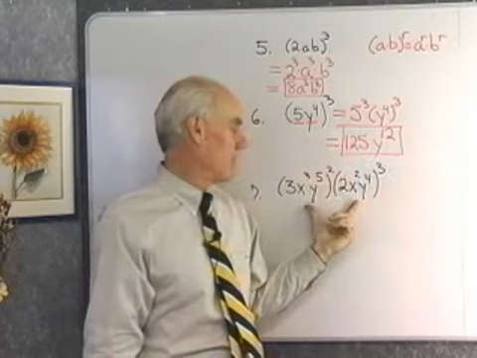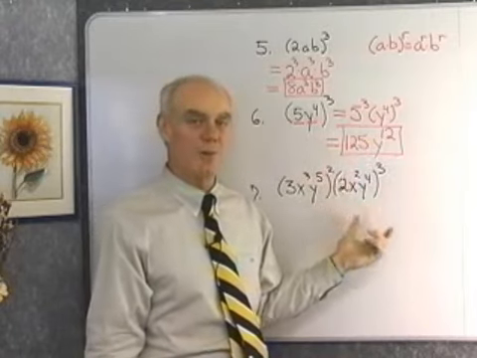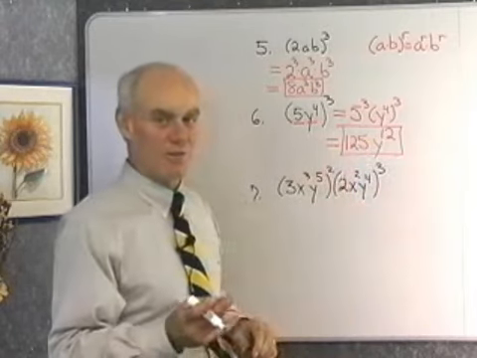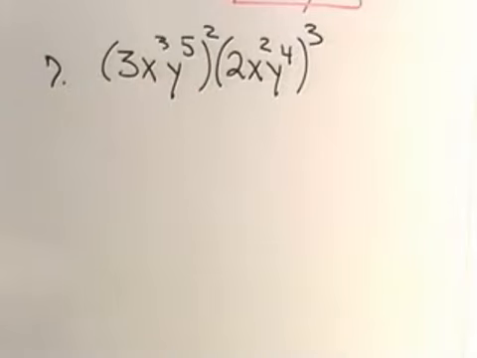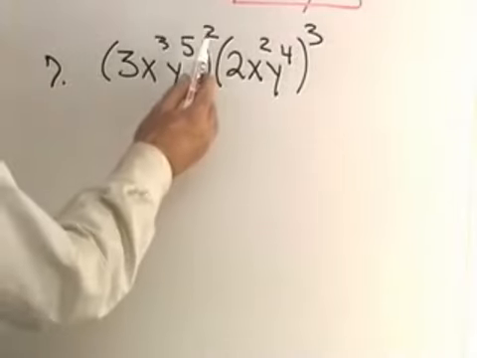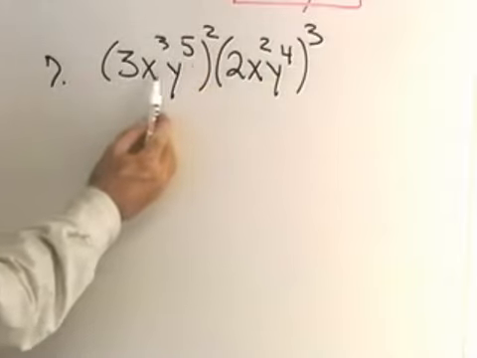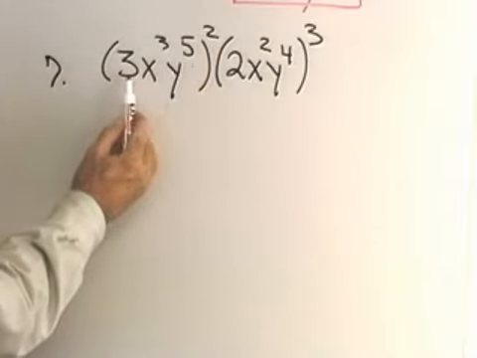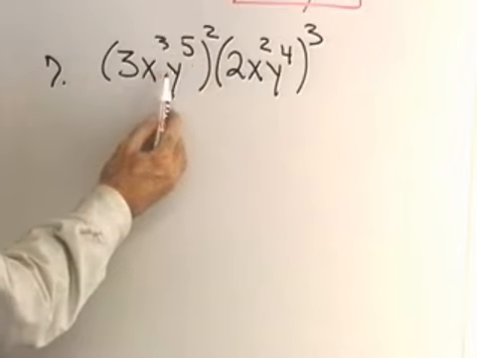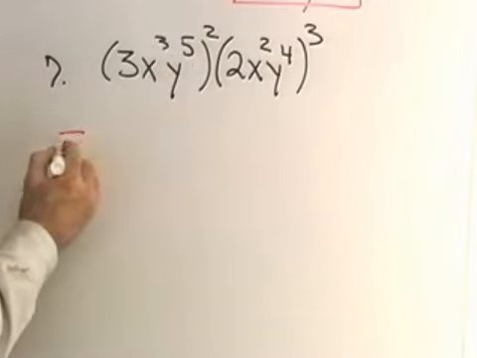Now, my last problem that I want to do here is even more complicated, and we're going to use all the properties of exponents, all three properties that we have. First, let's apply property 3 and distribute this exponent over these three factors in this product. It'll be 3 to the 2nd, x to the 3rd to the 2nd, y to the 5th to the 2nd. So I'm going to write that down.